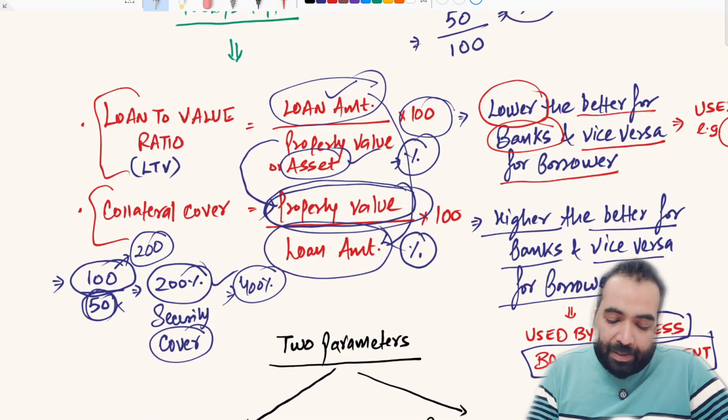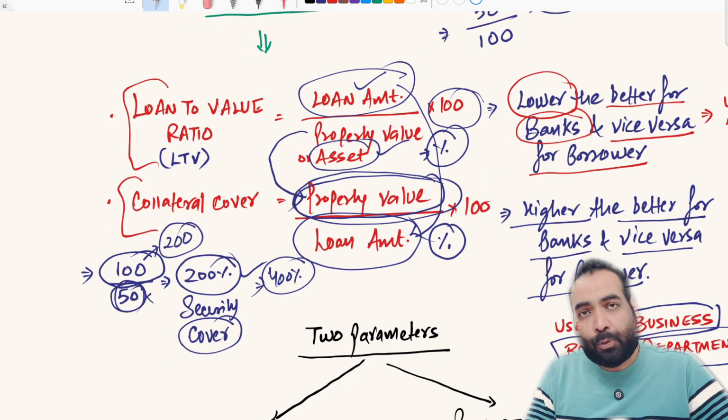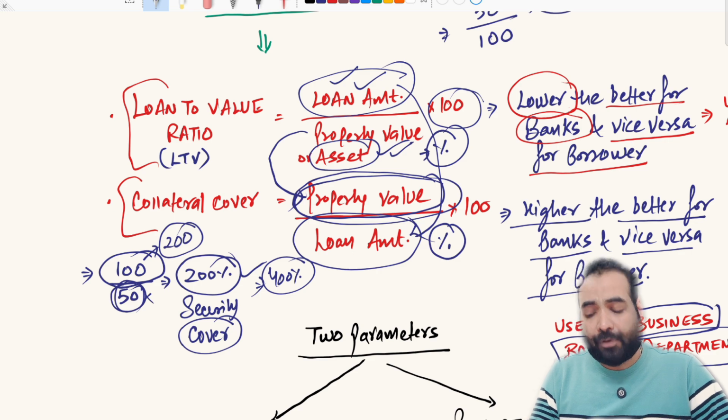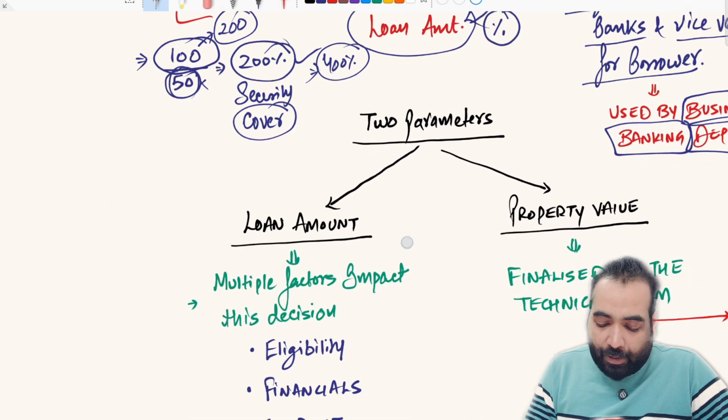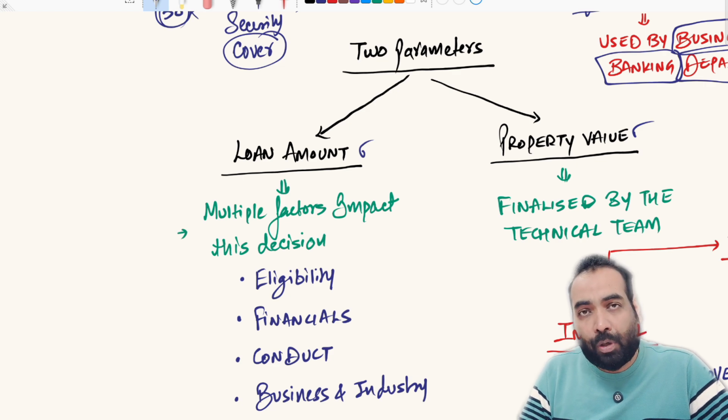So if we assess these two terms, the formula consists of two items. First is the loan amount, second is the property value or the asset value, you can say. So two things are involved in this formula, right? Loan amount and the property value. So let us come to the loan amount part. How is the loan amount decided?